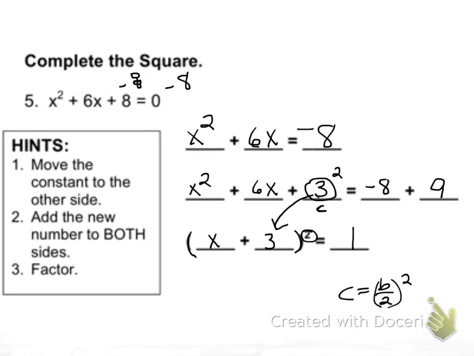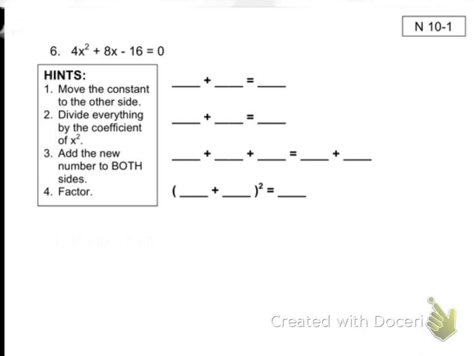Later we can use the square root method to solve this for x. But right now I just want you again just to learn how to complete the square. So let's go to our next example. 4x squared plus 8x minus 16 equals 0.